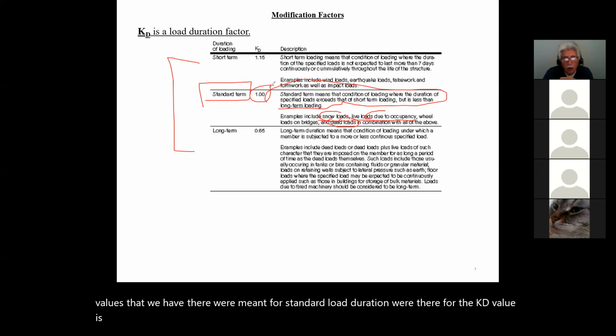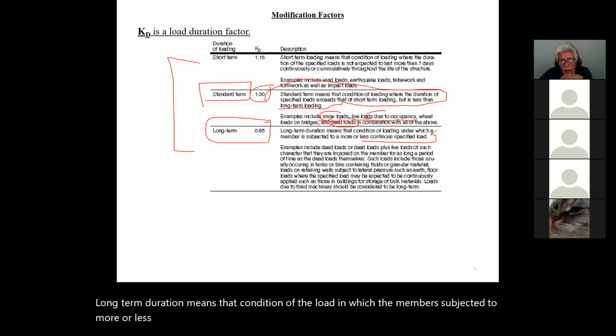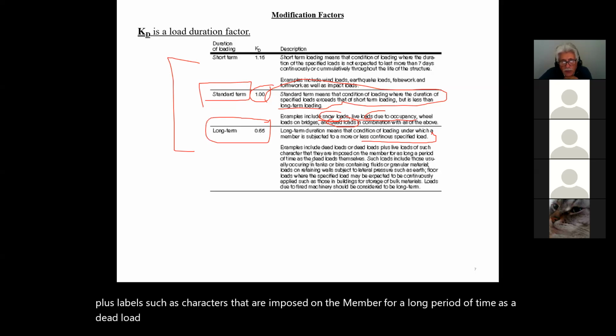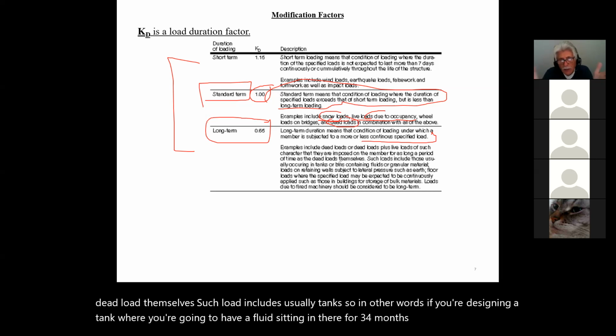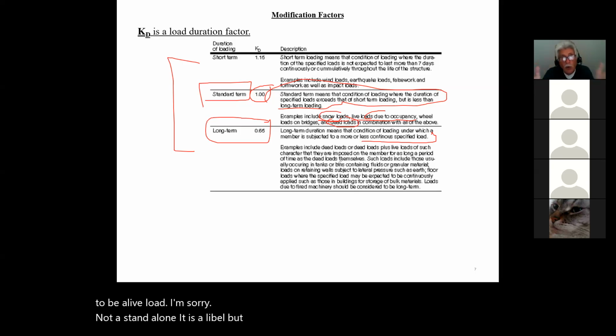Okay. Now, long term. This is something I want to stress. Long-term duration means the condition of the load in which the member is subjected to more or less continuous specified loads. Examples include dead loads and dead loads plus live loads, such as those that are imposed on the member for a long period of time as a dead load themselves. Such loads include usually tanks. So in other words, if you're designing a tank where you're going to have a fluid sitting in there for 3-4 months, don't consider that to be a standard load. It is a live load, but take it as a long-term load, okay?